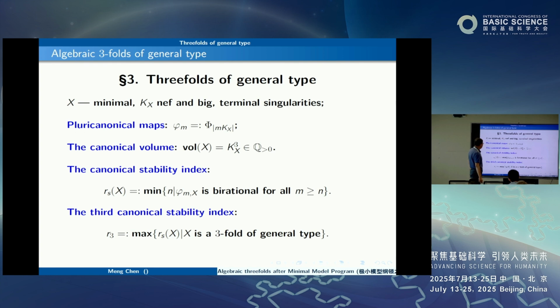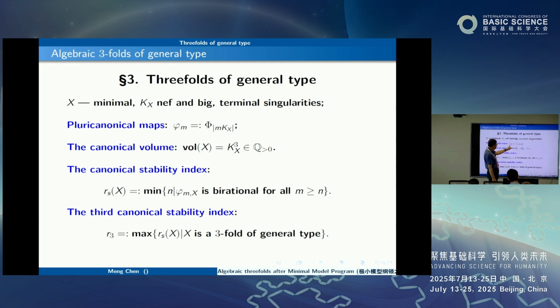So for threefolds of general type, starting from any minimal model, you have a nef and big canonical divisor K_X. Of course, the minimal model usually has Q-factorial terminal singularities. And so what we will do is study some canonical map, for example, the pluricanonical map.